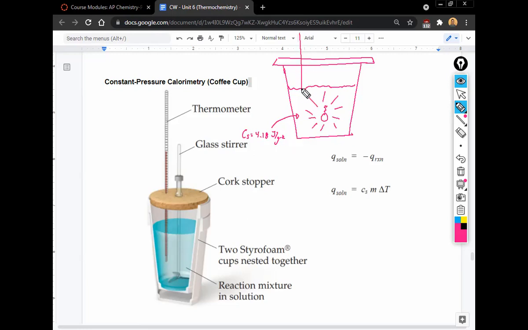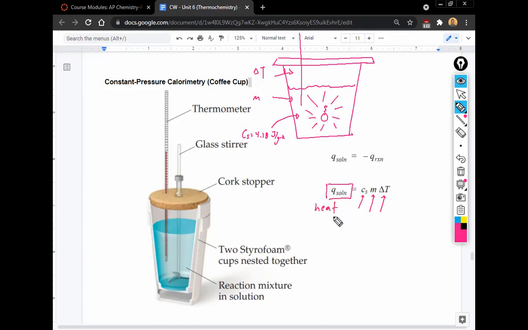Now, if I had a little thermometer stuck in there, I can find out how much the temperature of the water changes, right? And if I know the temperature change of the water, if I know the delta T, and if I know how much water is inside of my calorimeter, I can use that to figure out how much energy the water absorbed. Because if I have the specific heat, if I know how much water I have, if I know how much the temperature changed, we can figure out how much heat went into the water.